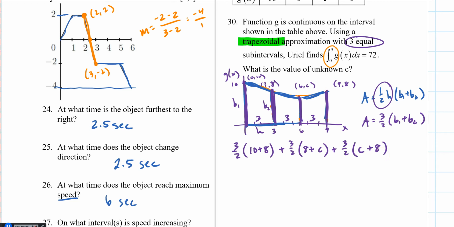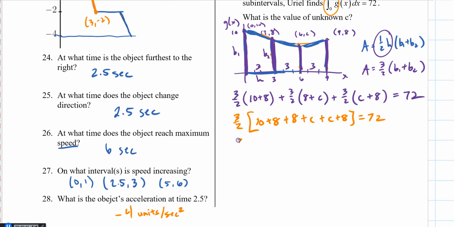And then we're going to simplify this as much as possible. Well, we know that the area is 72. So there's my function. I'm going to clean this up a little bit. I see that I have a 3/2 in everything. And then I'm left with 10 plus 8 plus 8 plus C plus C plus 8 equals 72. Simplify a little bit more. 3/2 times, let's see, 10 plus 8 plus 8 is 34 plus 2C equals 72.